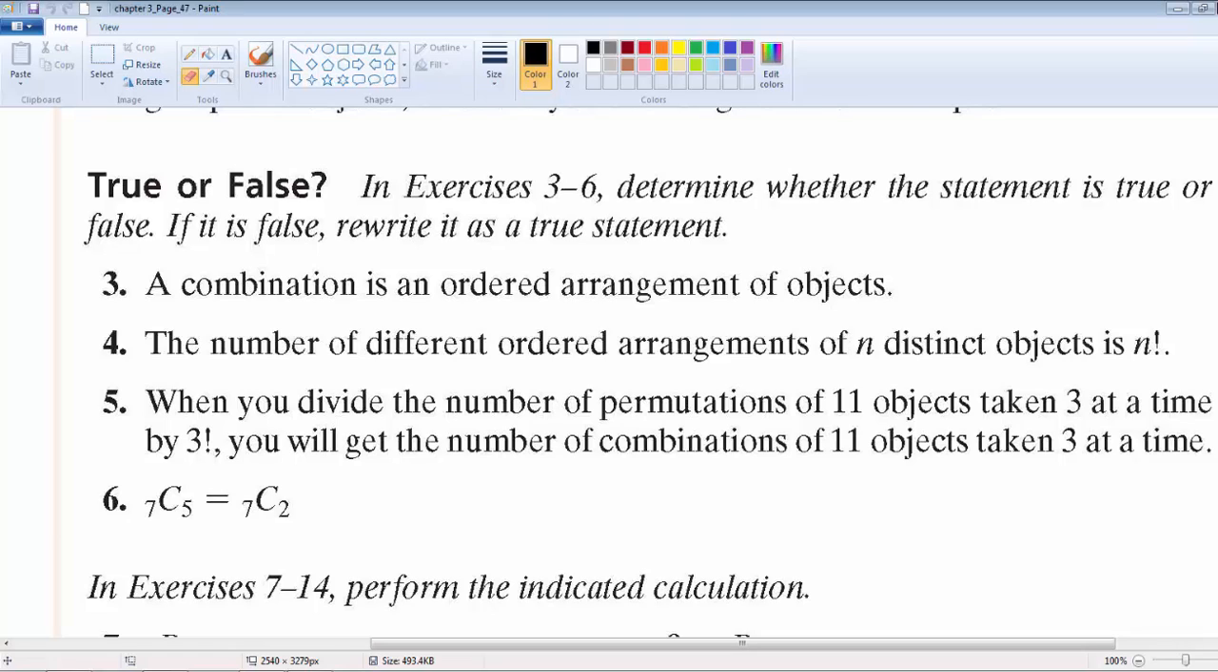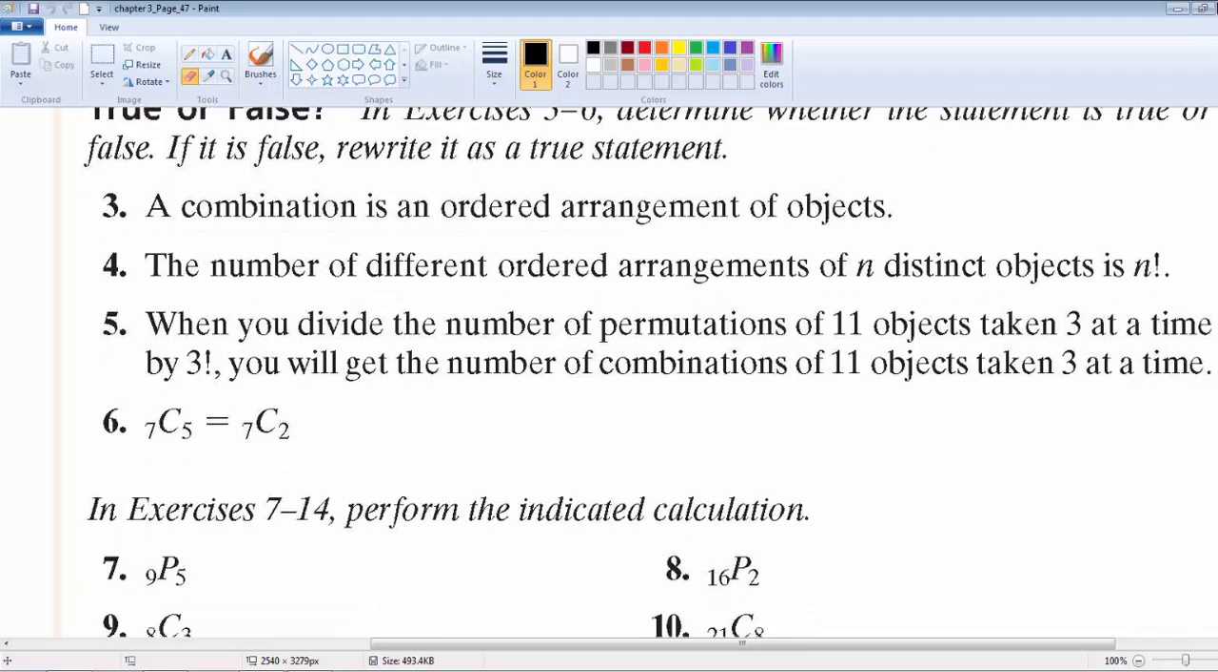Some of these we're going to answer true or false. A combination is an ordered arrangement of objects. We've just mentioned that in a combination, order does not matter. A permutation would be an ordered arrangement of objects. The number of different ordered arrangements of n distinct objects is n factorial. We're going to see this utilized with slight variations in some of the other problems.